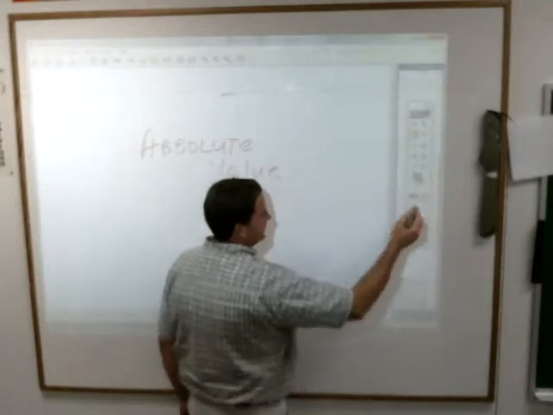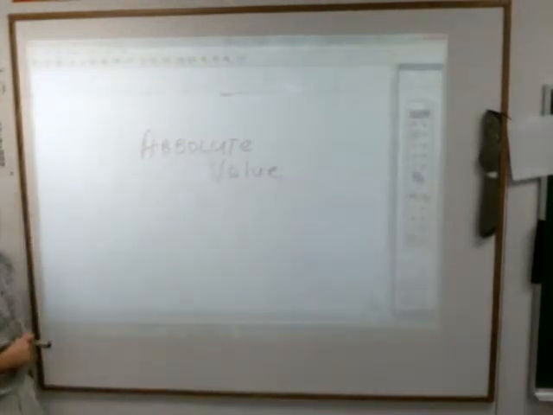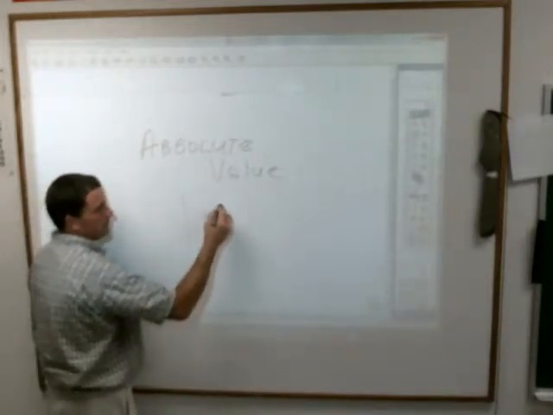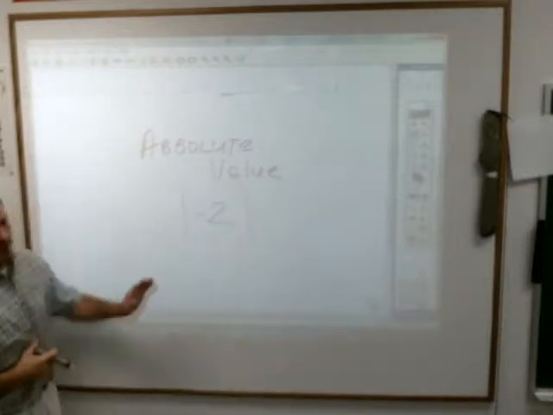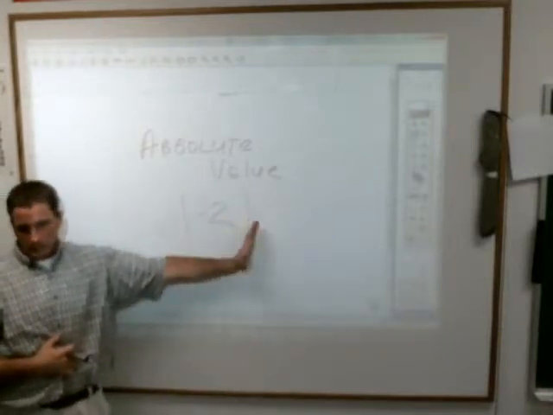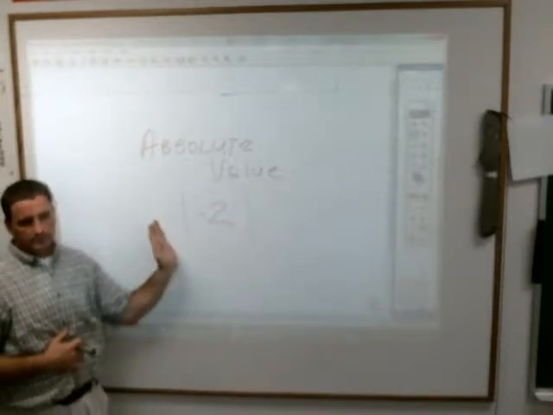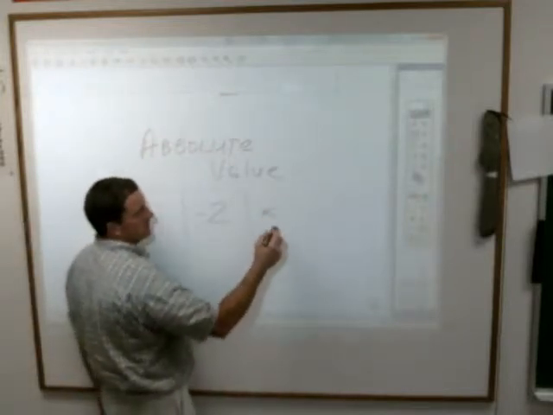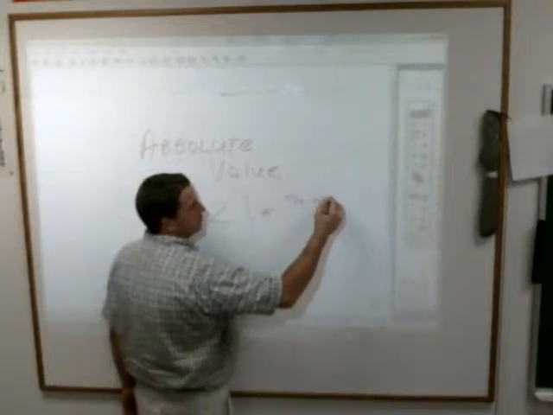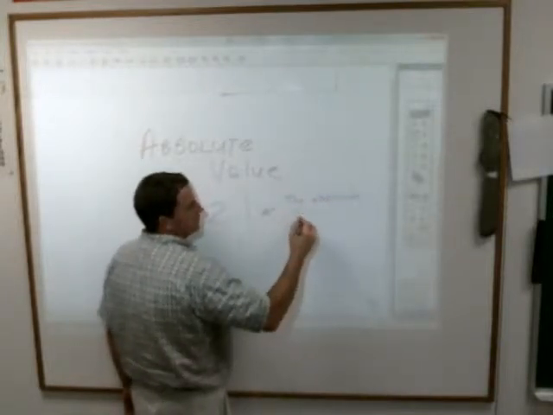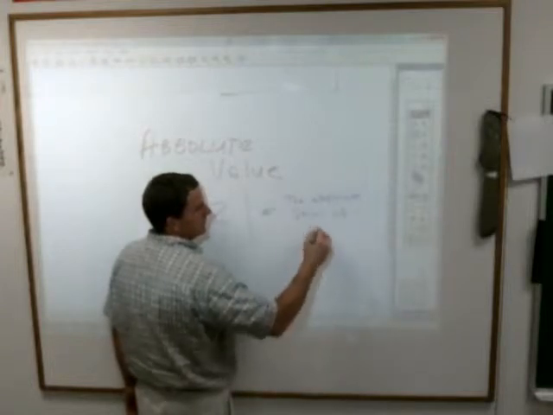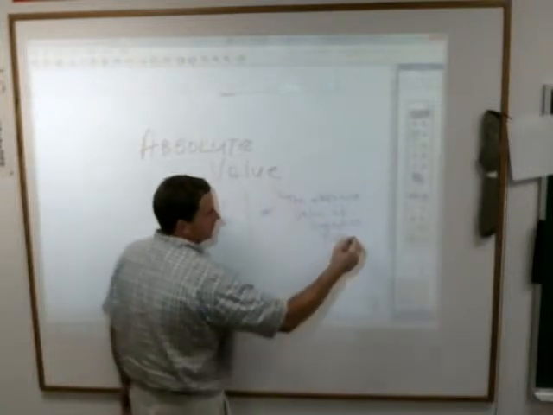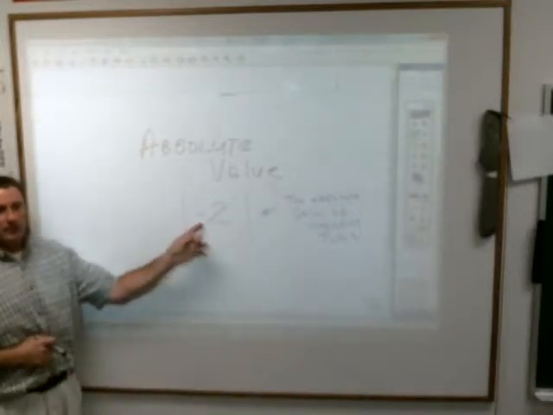The absolute value sign is a very, very unique one. It is just simply this. Straight up and down parallel lines with something in between them are the absolute value signs. And here's how I would read this. If I said this to you, I would say this is the absolute value of -2. That is how you say this. The absolute value of -2.